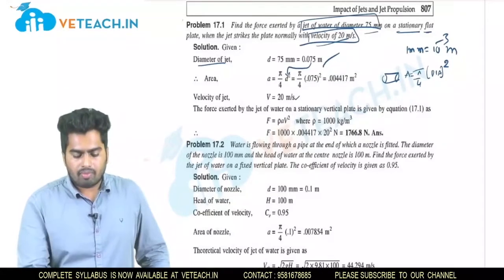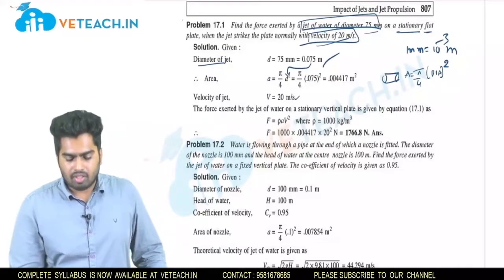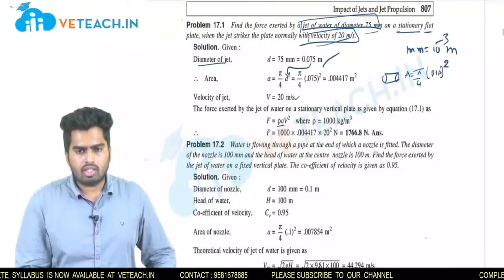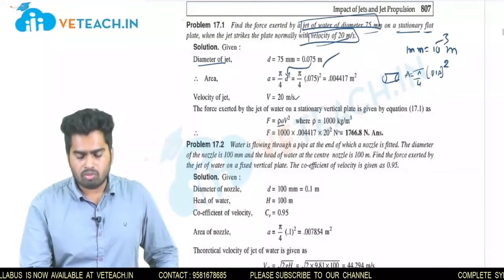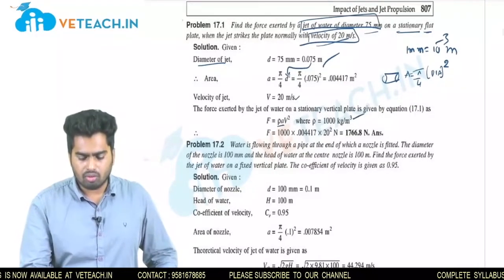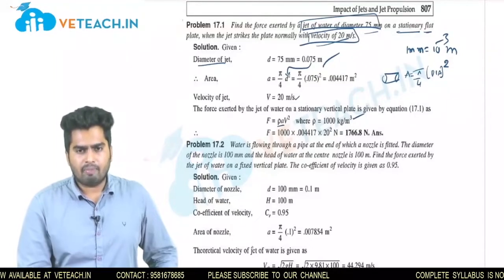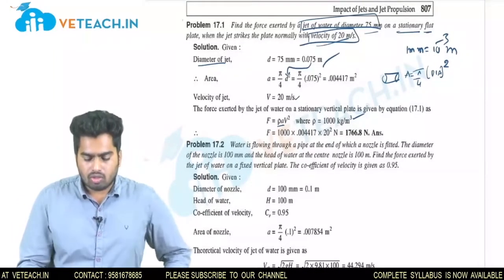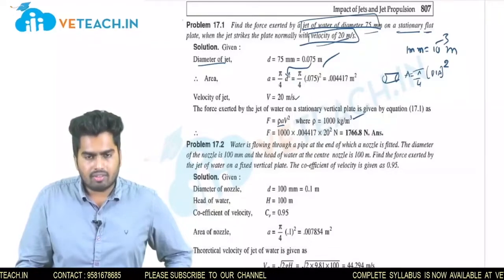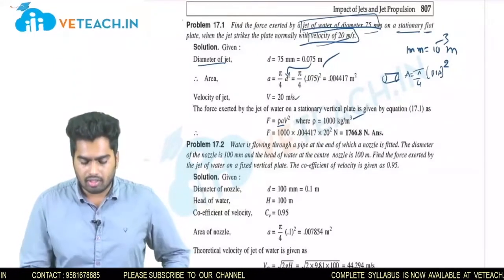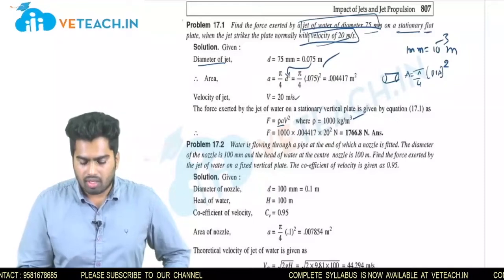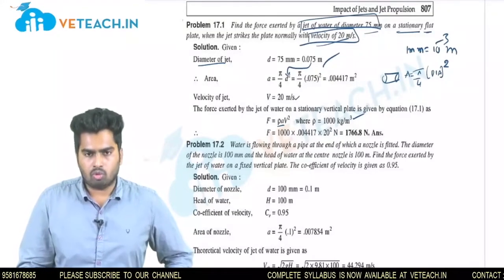Next, the velocity of the jet is given as 20 meter per second. The formula for the stationary plate is F equal to rho A V square, where rho is 1000 kg per meter cube, the density of water, a fixed value. Substituting, F equals 1000 into 0.004417, the area of the jet, into V square, that is 20 square. Solving this, we get 1766.8 newtons.